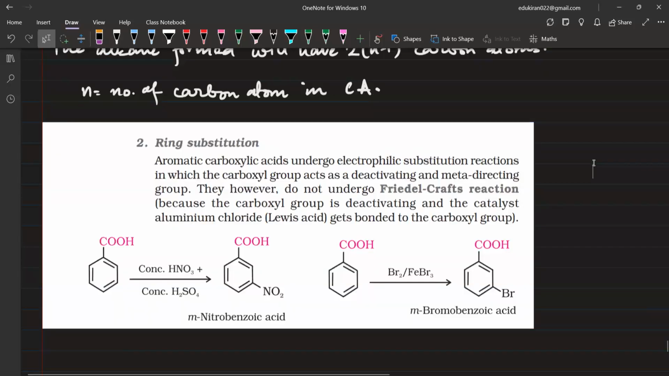If you like, for further reference. And there is no caveat, there is only one type of question. That is this question here. Friedel-Crafts reaction is not shown because the carboxylic acid is deactivating and the catalyst aluminium chloride gets bonded to the carboxylic group. ठीक है, so this is the only question that can come. बाकी it is only 2 reactions. That is, benzoic acid will react and give you nitrobenzoic acid and bromobenzoic acid. ठीक है, चलिए. So you will do this as homework from the textbook.